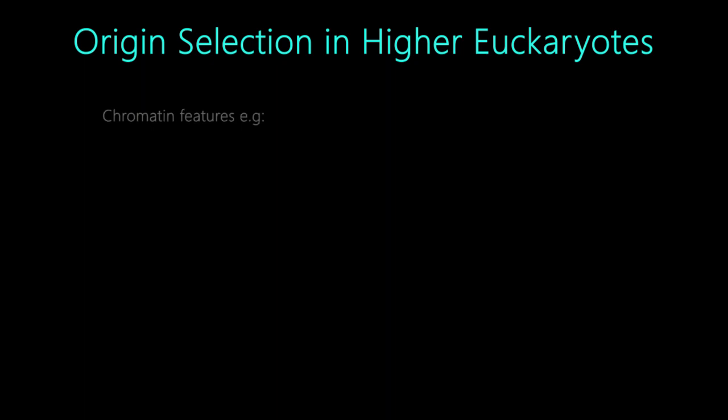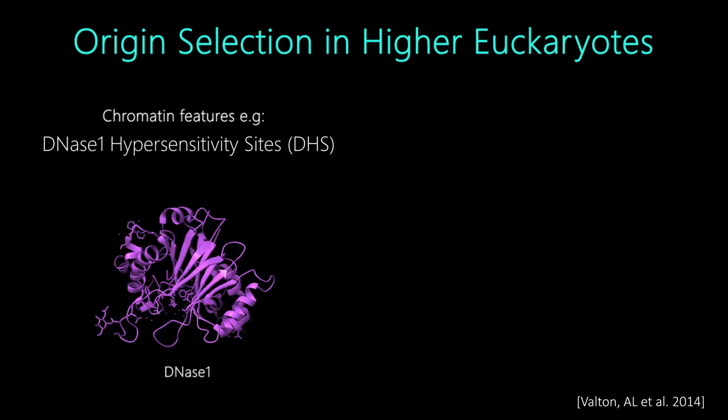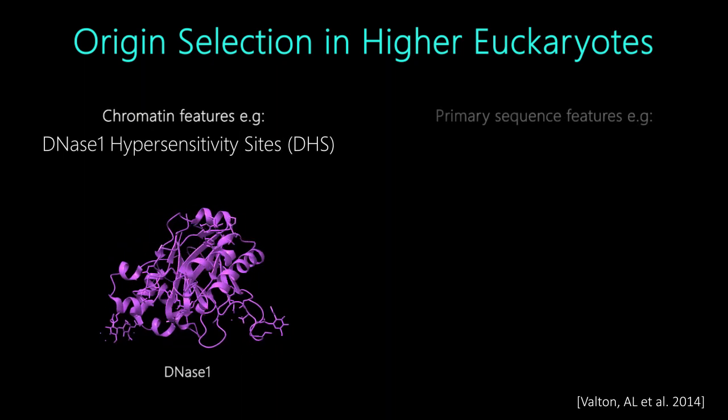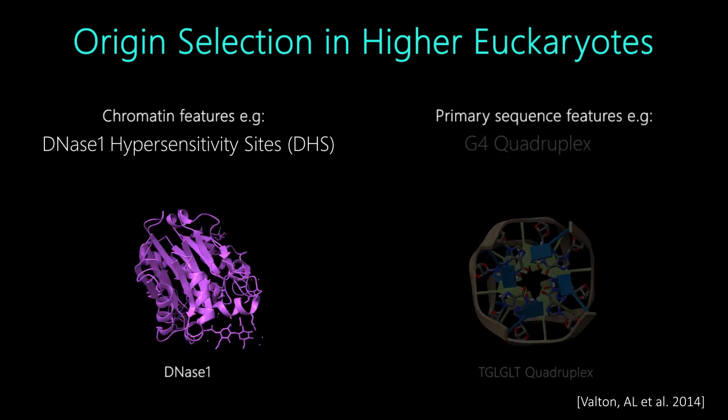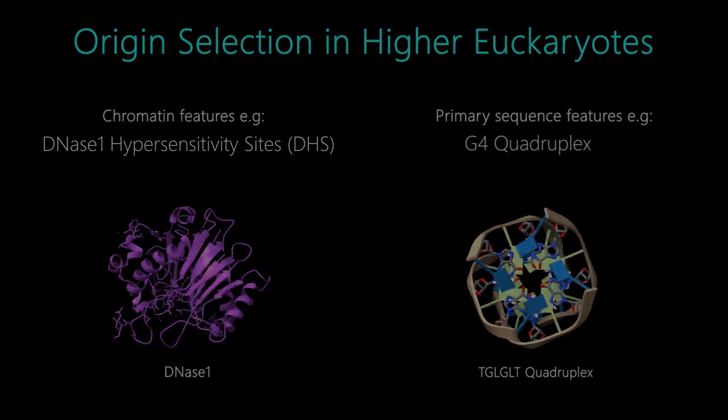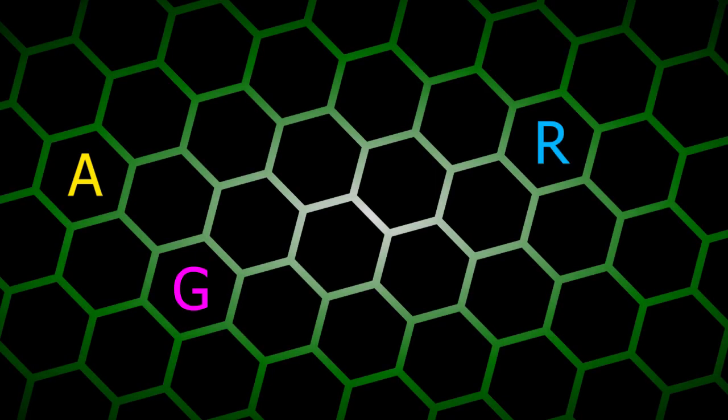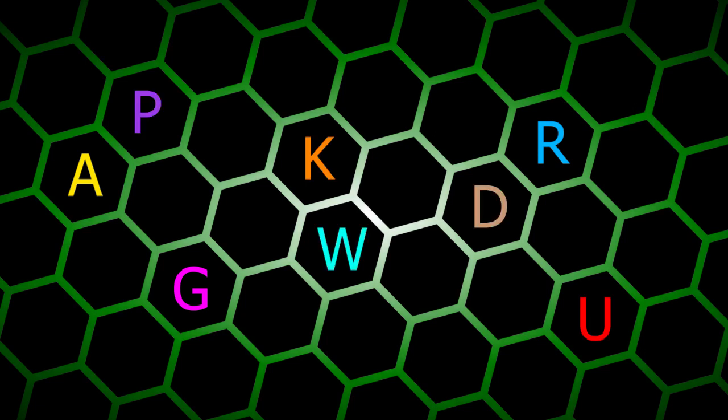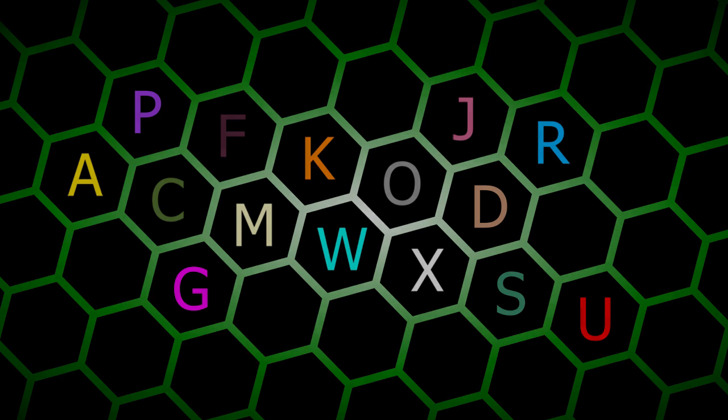These include chromatin features such as DNase-1 hypersensitivity sites, and primary sequence features such as those that can form G4 quadruplexes. The degree to which these features influence the determination of origin sites is unclear, however, due to the limitations of genomic techniques, particularly when studying metazoan genomes. This is complicated by the fact that origin usage is heterogeneous across cells in metazoans.